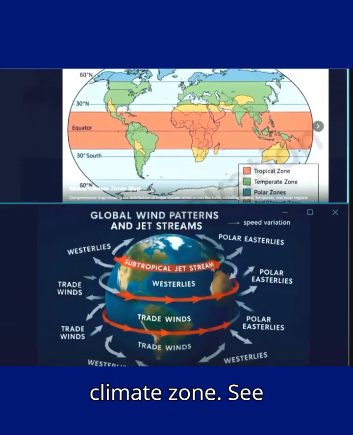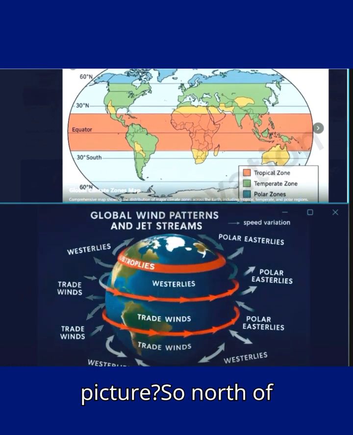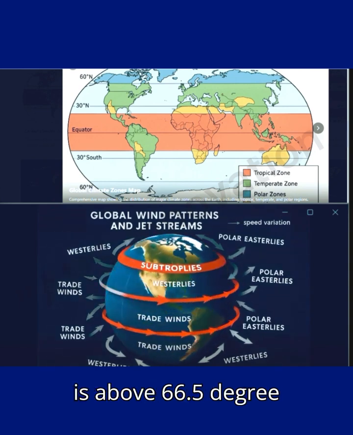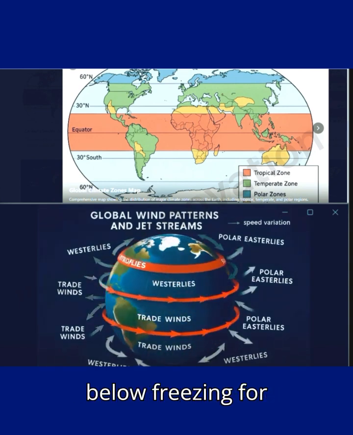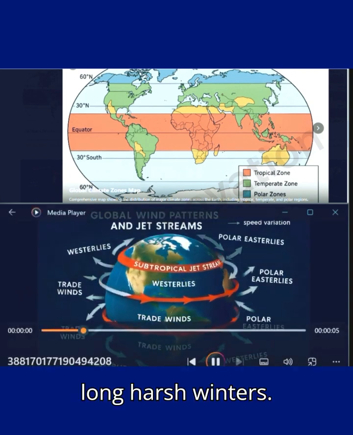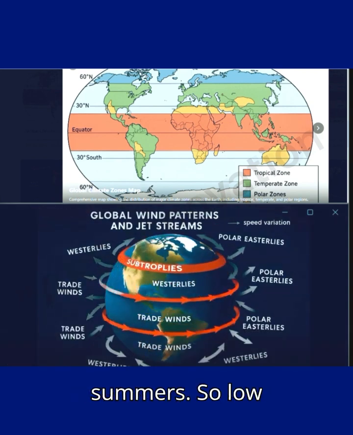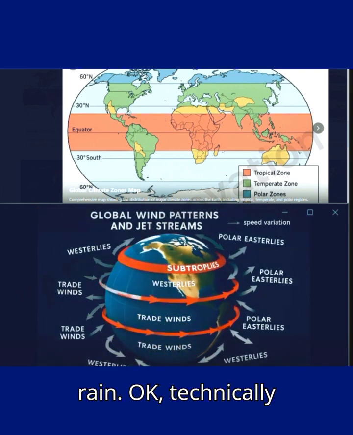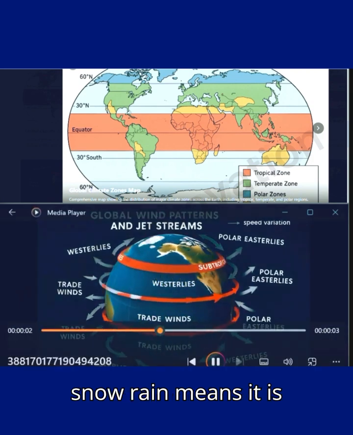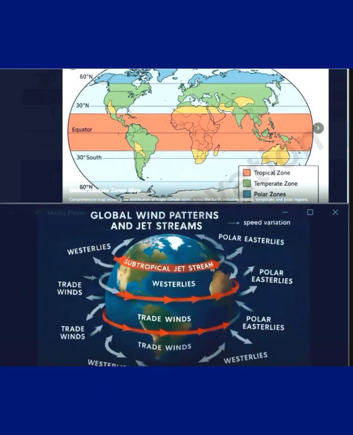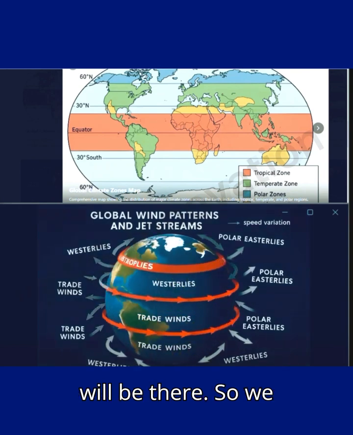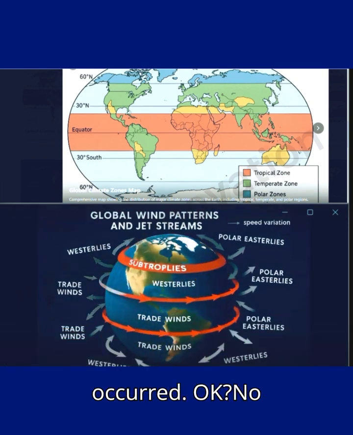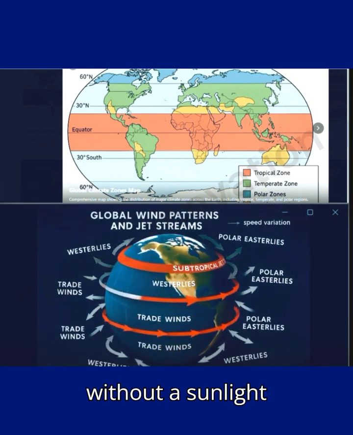So let's come to the polar climate zone. See here, can you see the picture? It lies north of the Arctic Circle and south of the Antarctic Circle, that is above 66.5 degrees. Temperature is often below freezing for most of the year. There are long, harsh winters, and also short and cool summers. Low precipitation occurs mostly in the form of snow. Technically, this means it's a polar desert, and low solar radiation will be there. So we cannot completely say that solar radiation does not occur.